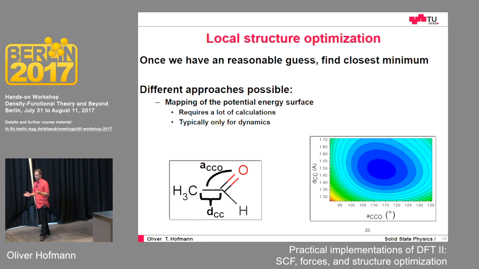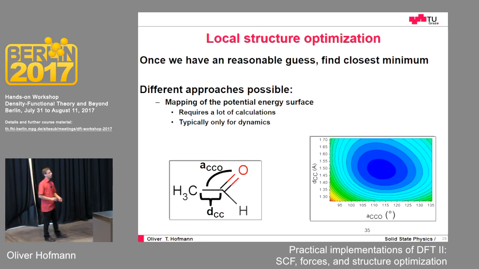What does that mean? Local structure optimization is, let's assume we have found, at least qualitatively, the right basin. How do we find the correct bond lengths and bond angles? For these, again, we have, in principle, a lot of different methods available. In principle, we could just map out the potential energy surface. So let's say we try out every possible angle, every possible bond distance here, and see where the minimum is.